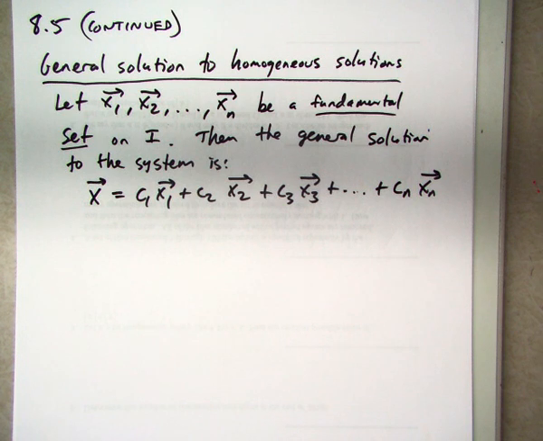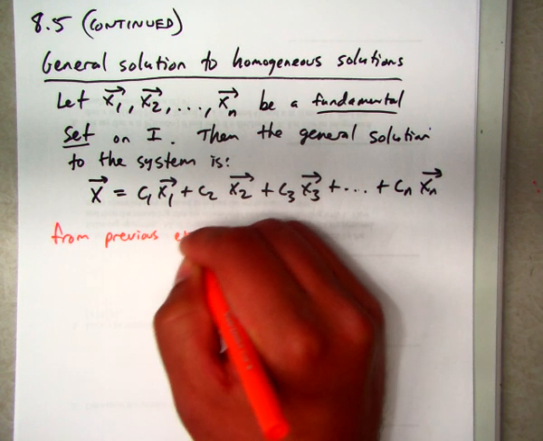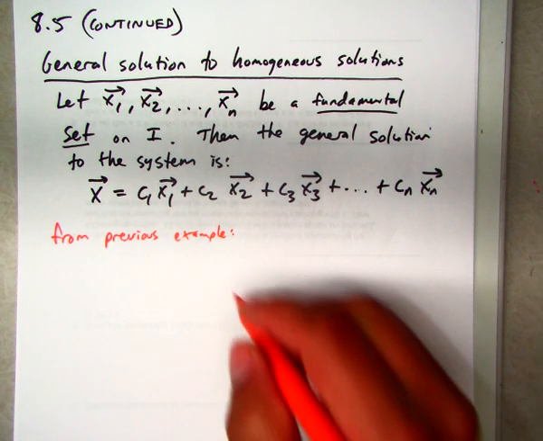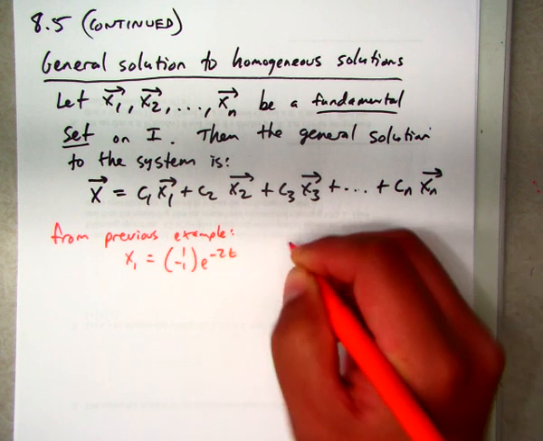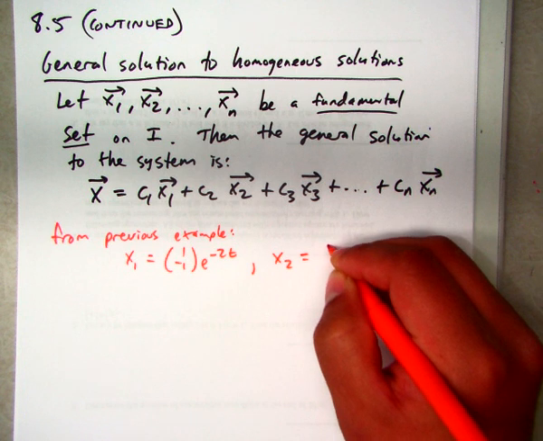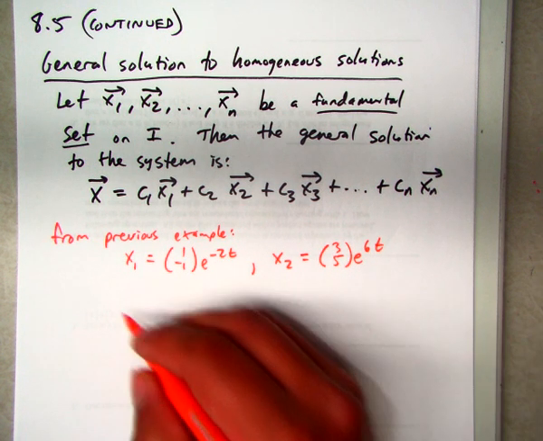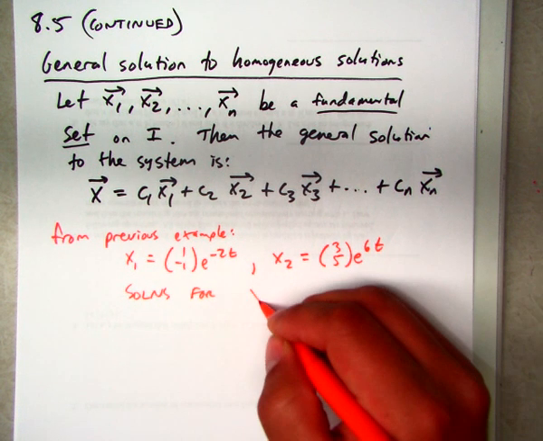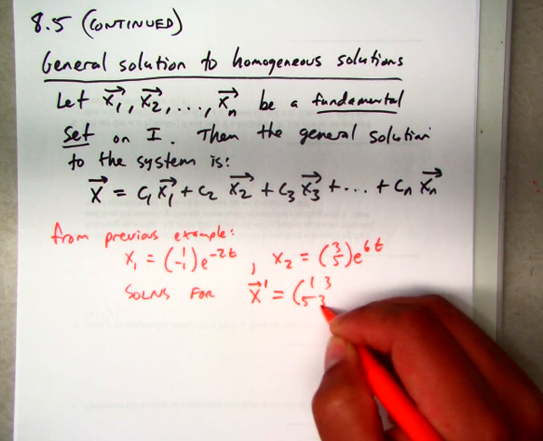So from the previous example, which, let's see, we had x1 equal to (1, -1) e to the minus 2t, x2 equal to (3, 5) e to the 6t. These were solutions for x prime equal to the matrix [1 3; 5 3] times x.